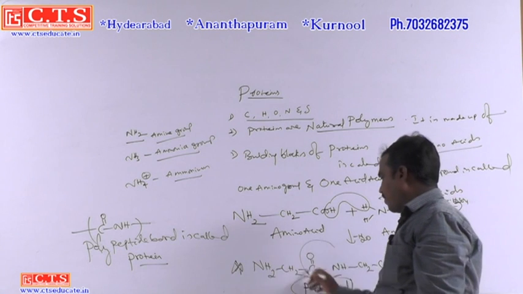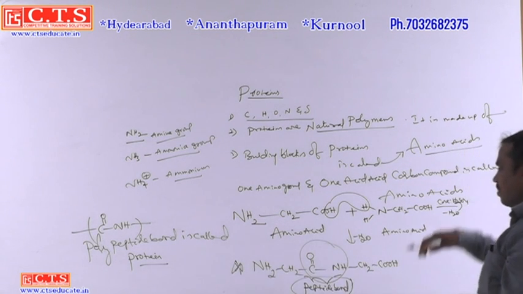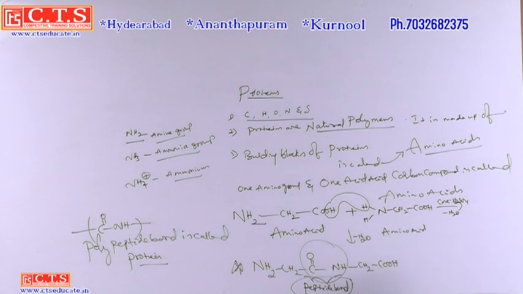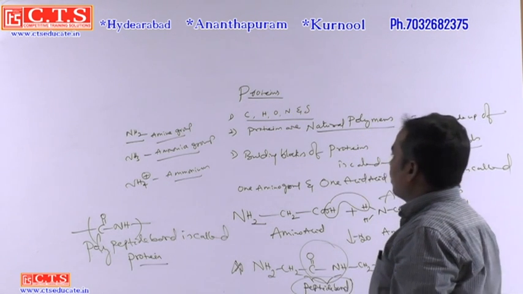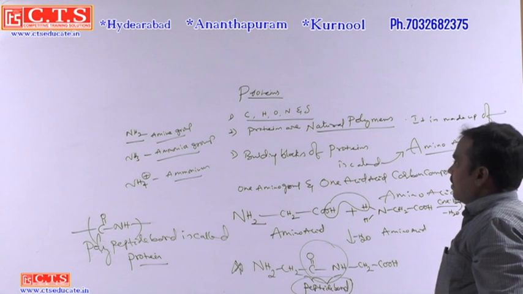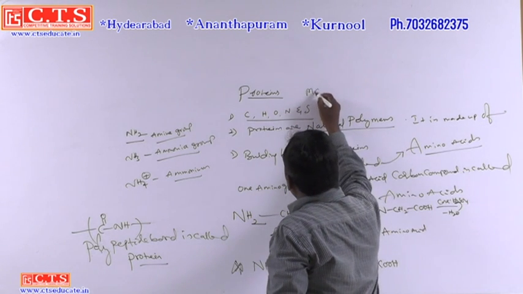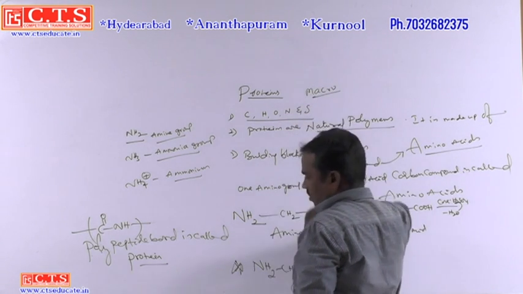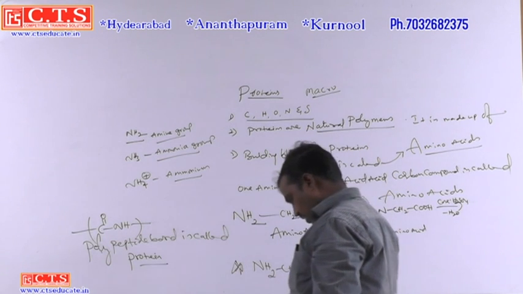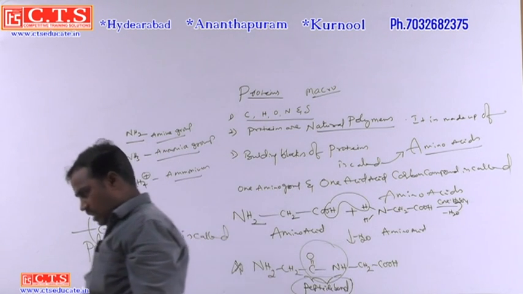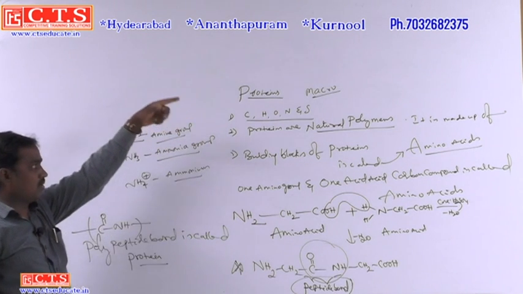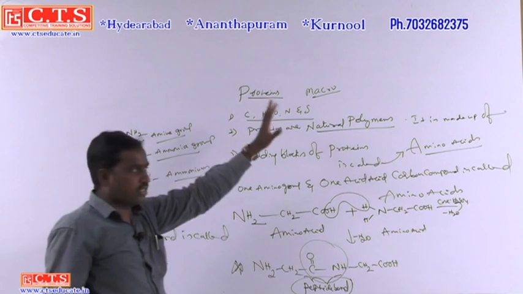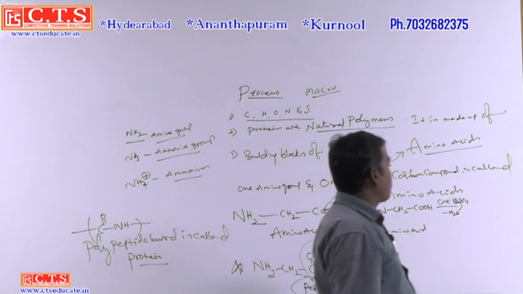Peptide bond chemical formula: C double bond O NH. Once again, repeat. Protein is a macronutrient. Yes or no? Carbohydrate, protein and fat, three nutrients are macronutrients. Carbon, hydrogen, oxygen, nitrogen and sulfur elements are present in proteins.